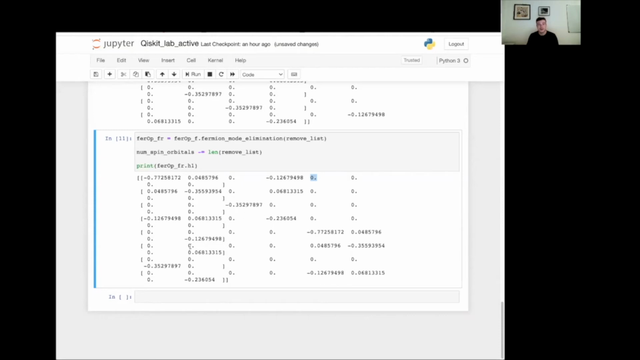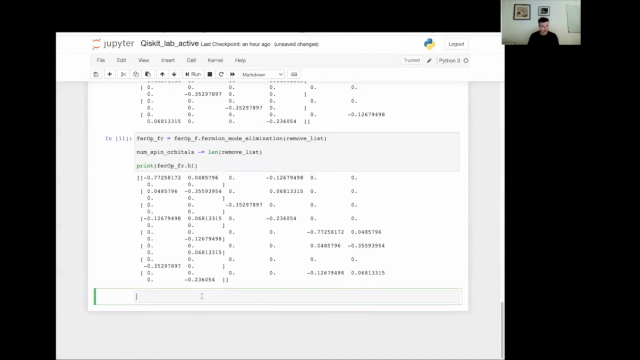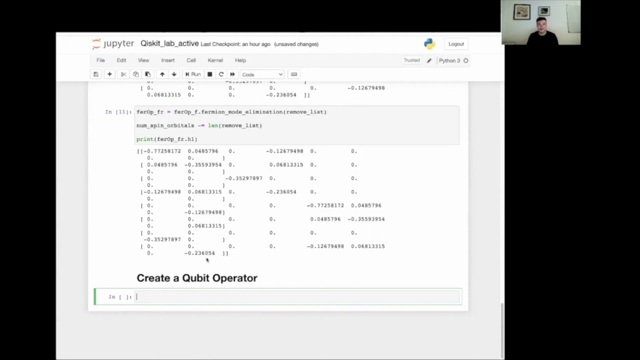Okay. All right. So now that we got this trimmed fermionic operator, let's move on and try to map this fermionic operator to a bunch of qubits. Let's map it to a qubit operator. Before doing that, let me define a new section, which I'm going to call create a qubit operator, just maintaining my section labeling style.